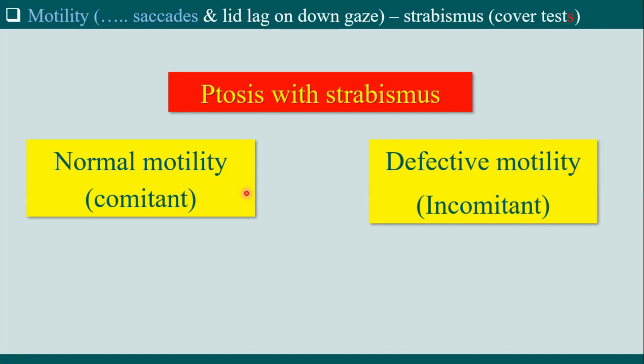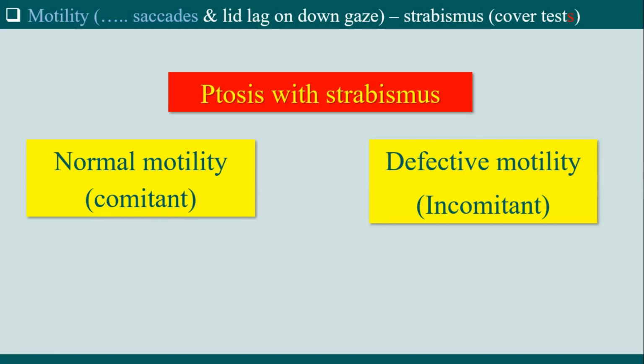So the child developed sensory deprivation amblyopia, and as a consequence, developed strabismus. This is like a kind of vicious circle we face every now and then in our clinical practice. In such cases, the motility is normal because there is no paresis, no restriction, no other thing. It's a kind of sequence.